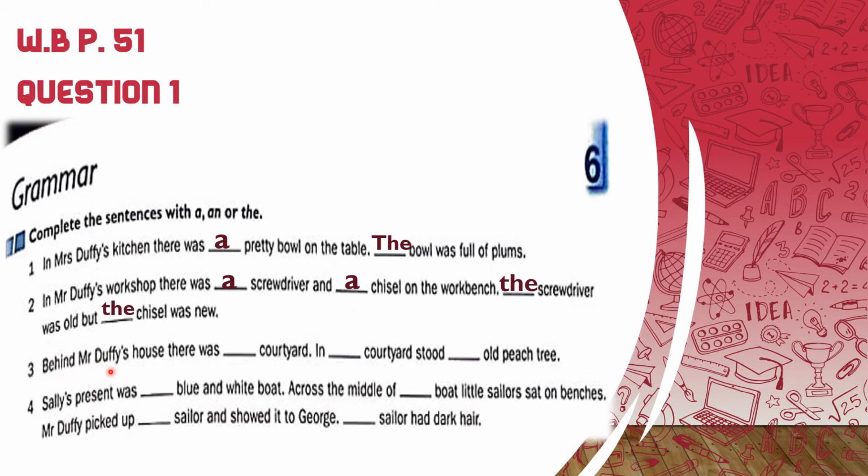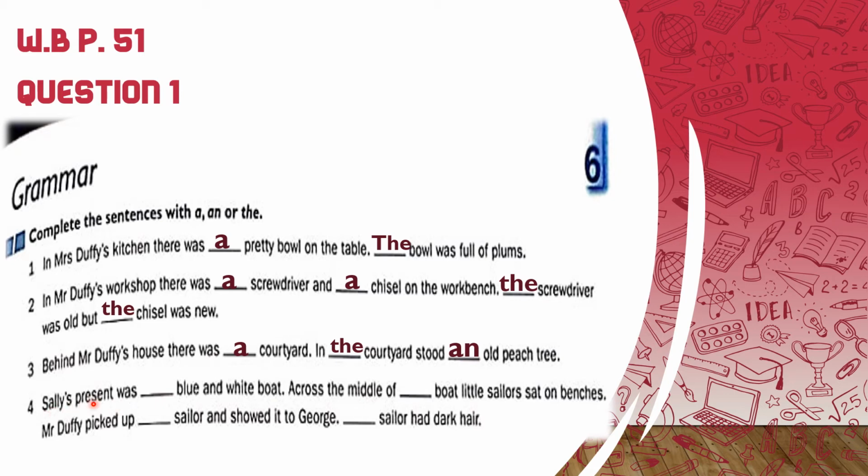Number 3, behind Mr. Duffy's house there was a courtyard. In the courtyard stood an old peach tree. So in the first sentence we have to put a courtyard. We mentioned it again, so in the courtyard stood an old peach tree. This is for the first time and we have an old, a vowel letter, so we have to put an old peach tree.